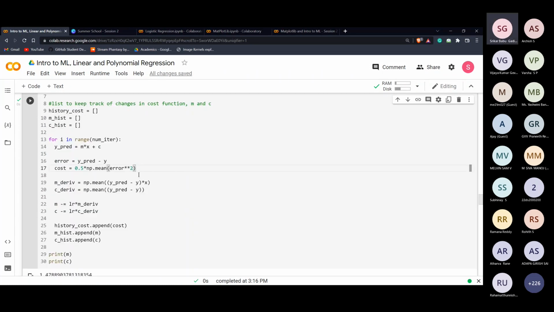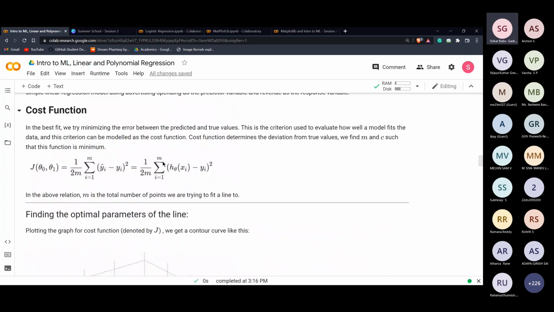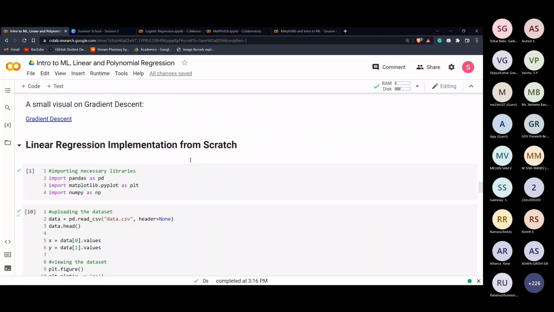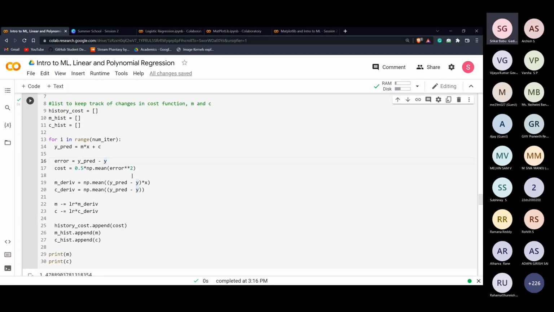Fine. I'll explain error again. Error is the predicted value of y minus the actual value of y. And the cost function is half of the mean of this error square, which is this equation. That is how the cost function is defined.